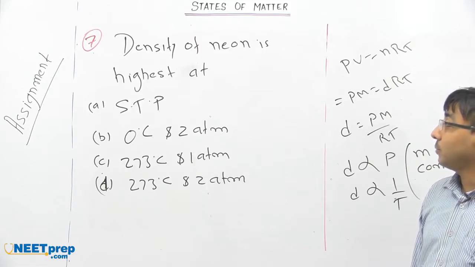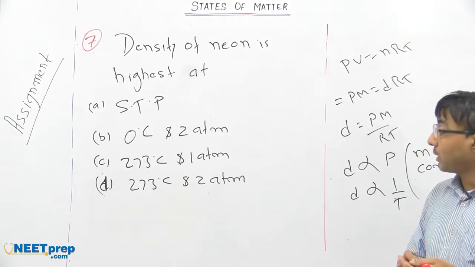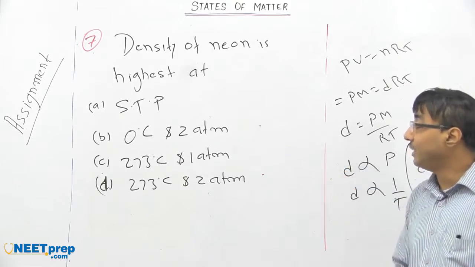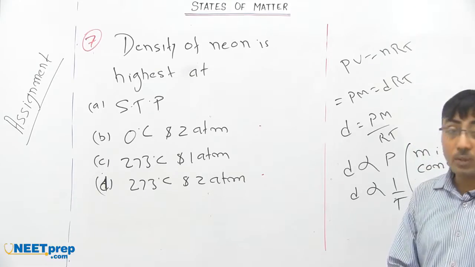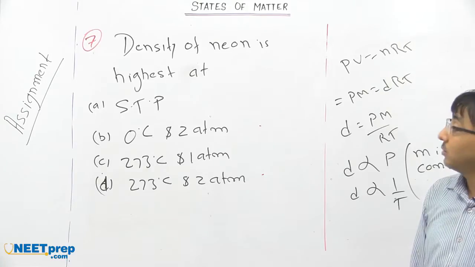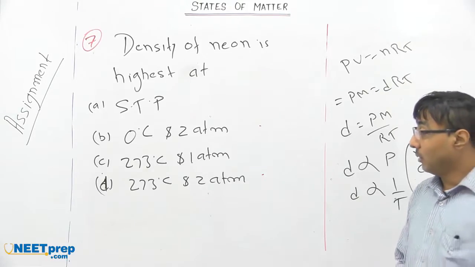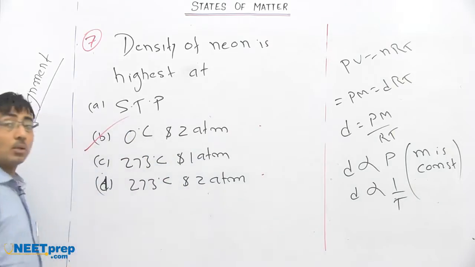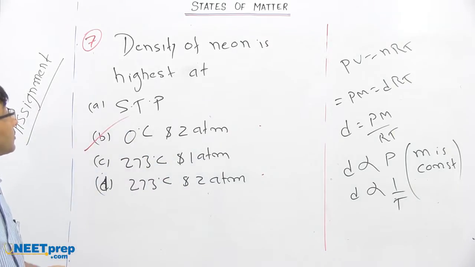So which is the maximum pressure? There are two maximum pressures, one is B and one is D. Then what we need to find out is which is having the lower temperature. Out of B and D, B is having the lower temperature and this is the right answer.